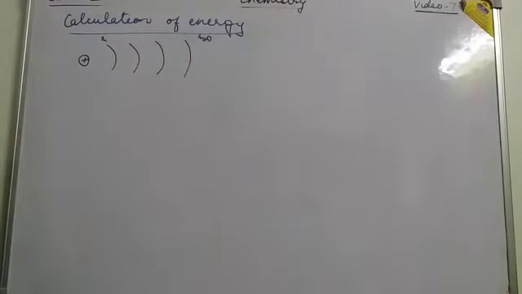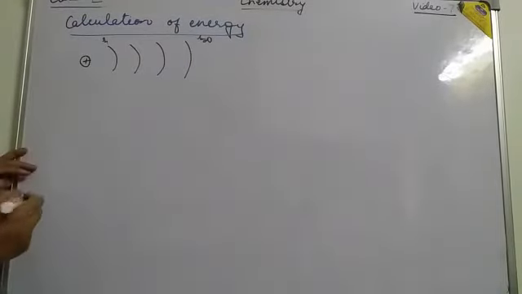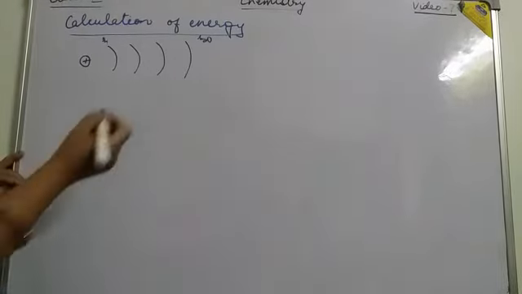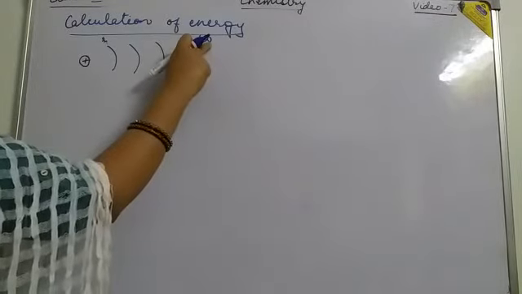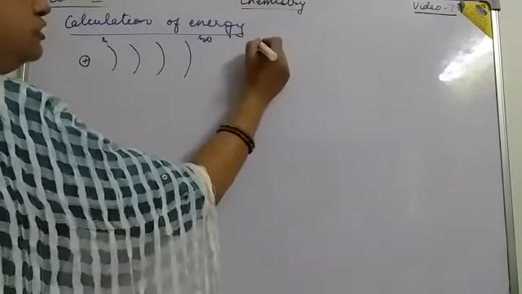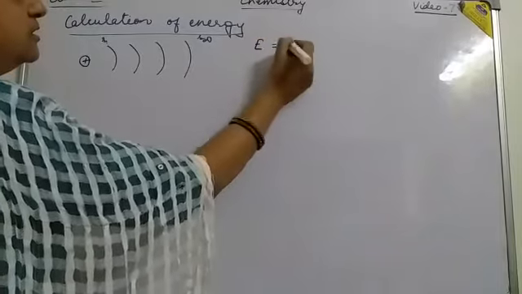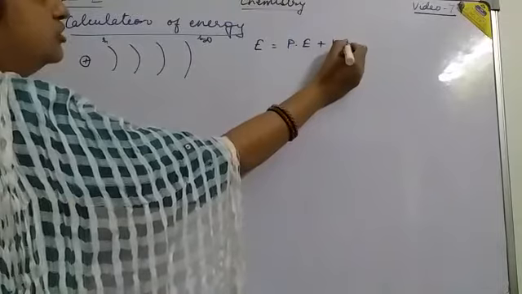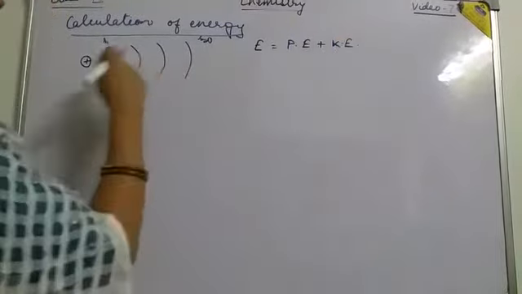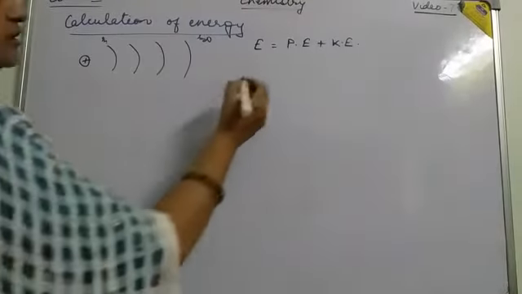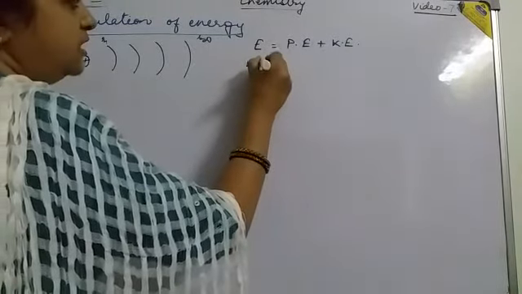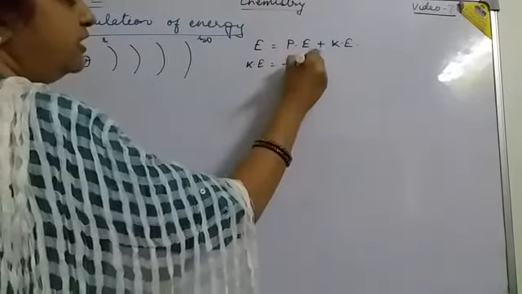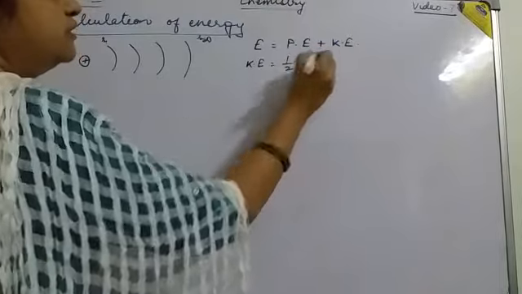And for that we need some energy. To calculate that energy, we consider the electron at infinity. So what is energy? The energy means potential energy plus kinetic energy. What is the potential energy for this electronic system and the kinetic energy for this electronic system? Kinetic energy is equal to half mv square, as we know.